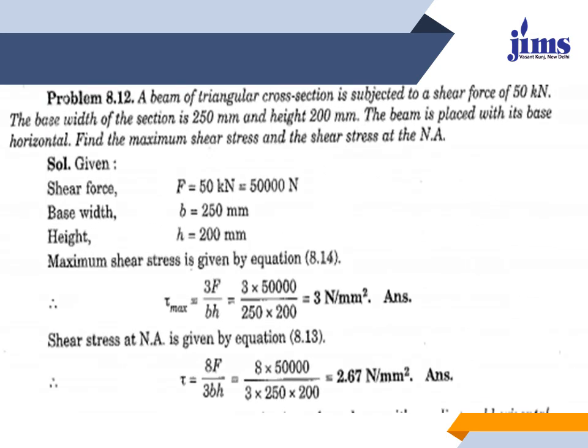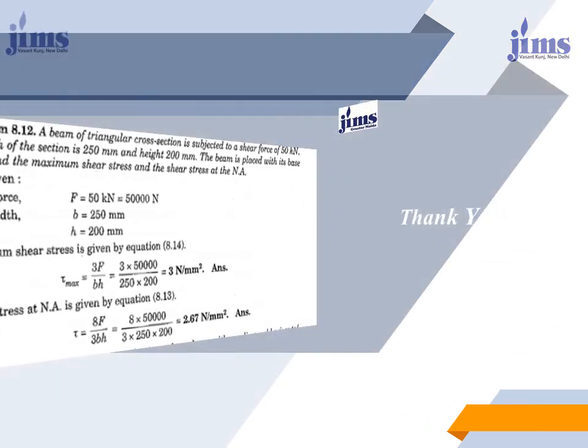So the next problem is a triangular section. In the triangular section, it is clear that the tau max is equal to 3F by bh, where F is equal to shear force, and b and h are the width and height of the triangular section. So this problem is related to a triangular section.